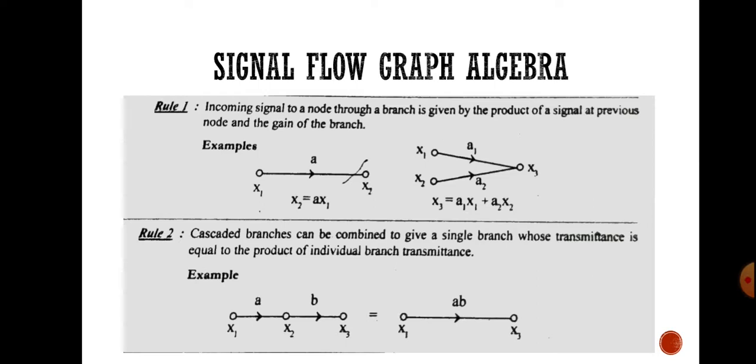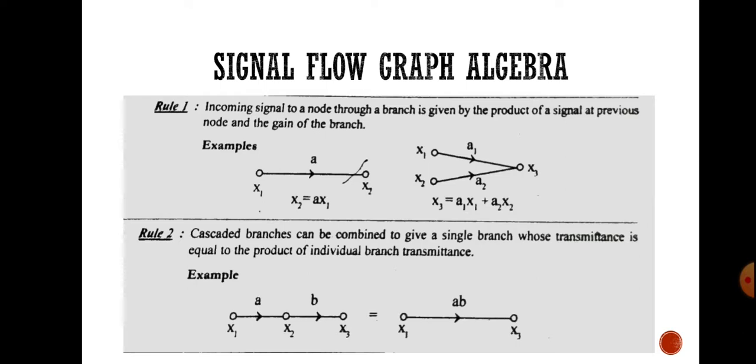So, the first rule is that the incoming signal to a node through a branch is given by the product of the signal at the previous node and the gain of the branch. That is the first rule. An example of this rule is shown in the figure.